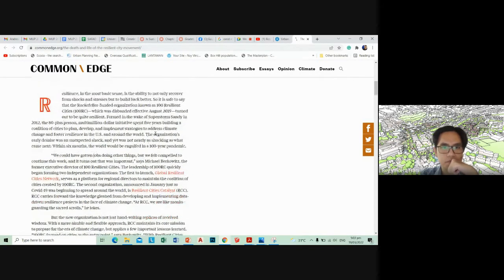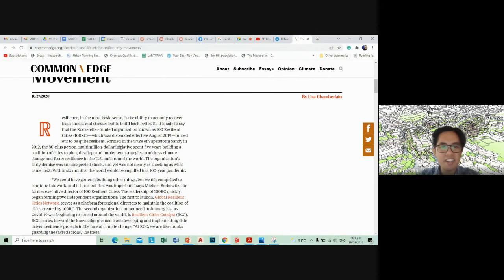So it's safe to say that the Rockefeller Foundation, which funded the movement, the organization known as 100 Resilient Cities, was disbanded effective August 2019, quite reformed in the wake of Superstorm Sandy in 2012. This was the big typhoon which hit New York. The 80-plus person, multi-million dollar initiative spent 5 years building a coalition of cities to develop, plan, and implement strategies to address climate change and foster resilience in the US and around the world. Their organization's early demise was an unexpected shock, and yet was not nearly as shocking as what came next.